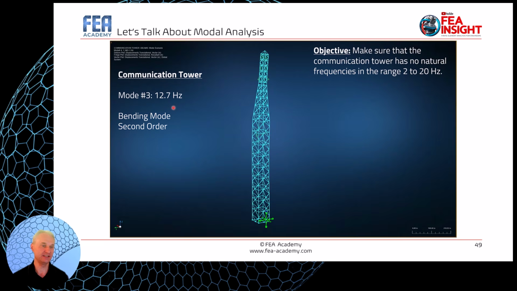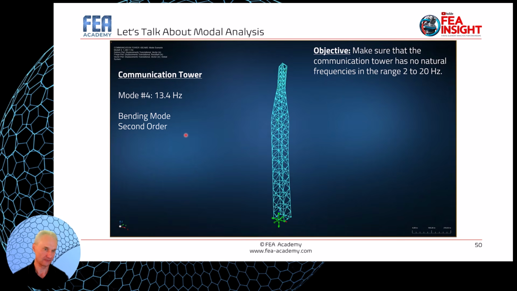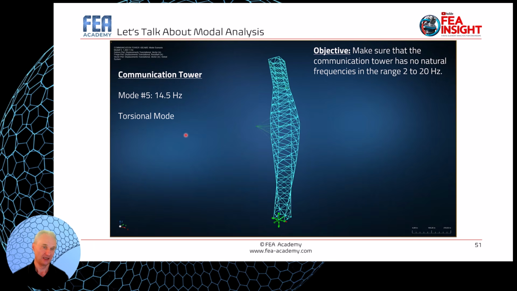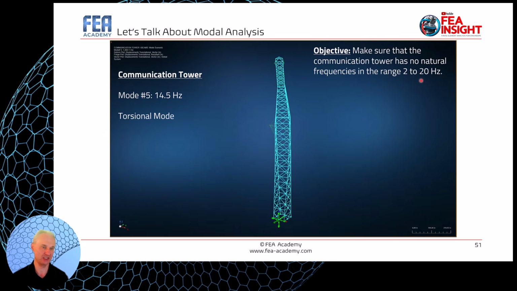The third one is at 12.7 Hertz. It's also another bending mode, second order. Even the fourth mode is a bending mode. And here I have a torsional mode. It is mode 5, but you see still in resonance, 14.5 Hertz, still in the range of the excitation.